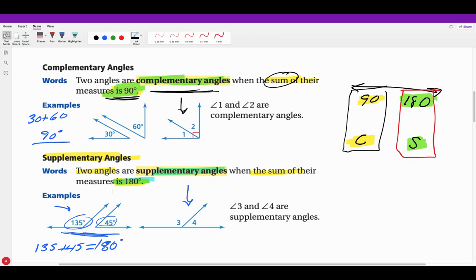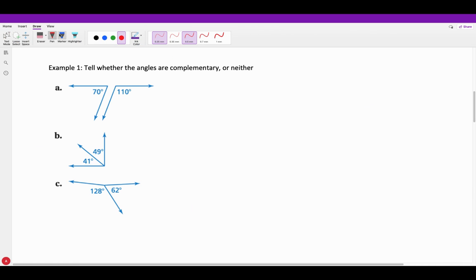All right, so let's go ahead and answer some questions on this, and then that'll be it for this video. For these problems, you're just asked to tell whether they are complementary, supplementary, or neither. So you're just trying to identify what the relationship is. We're not actually using this to solve anything yet. We're just trying to make sure that we understand these relationships.